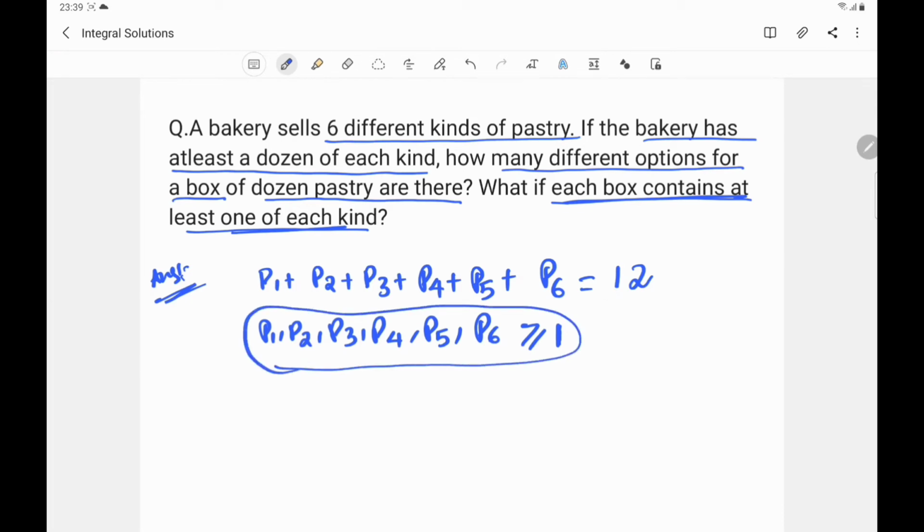This is nothing but finding out the natural number solutions to this equation. So there will be 11 gaps. Out of 11 I will select 5.